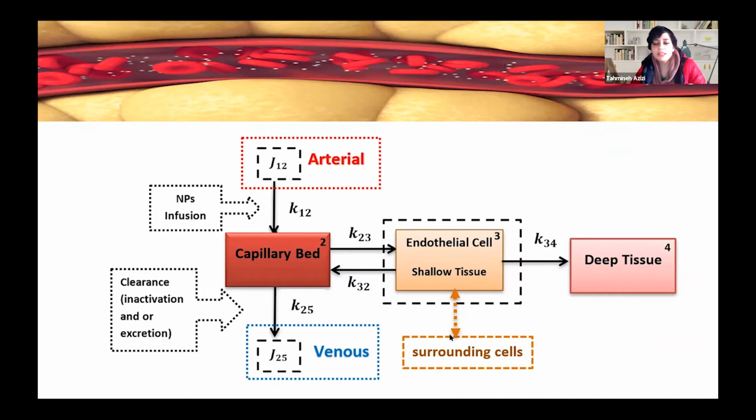I ignored the effect of the interaction between endothelial cells and surrounding cells. So we don't have any interaction here. And you can definitely make this model more realistic by adding other compartments, but I just kept it very easy for this mentoring case that I was doing. So, and we have a deep tissue.